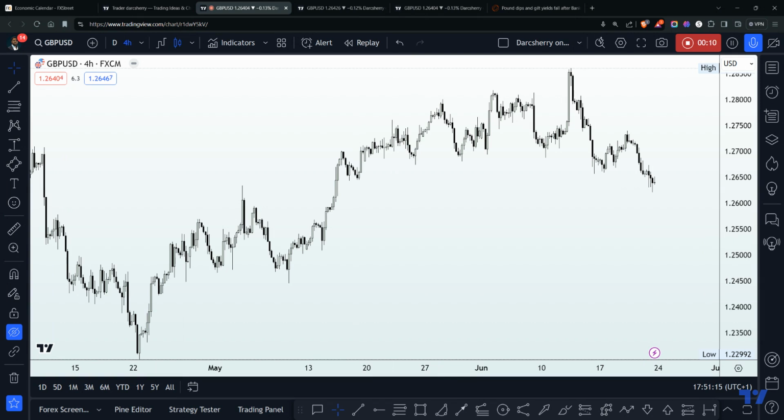In this video, our focus is centered on the GBP USD market dynamics amidst recent developments that have seen the British pound drop to its lowest level in the past 4 to 5 weeks. This shift can be attributed to the recent robust US manufacturing and services PMI data, which has significantly impacted the market sentiment.